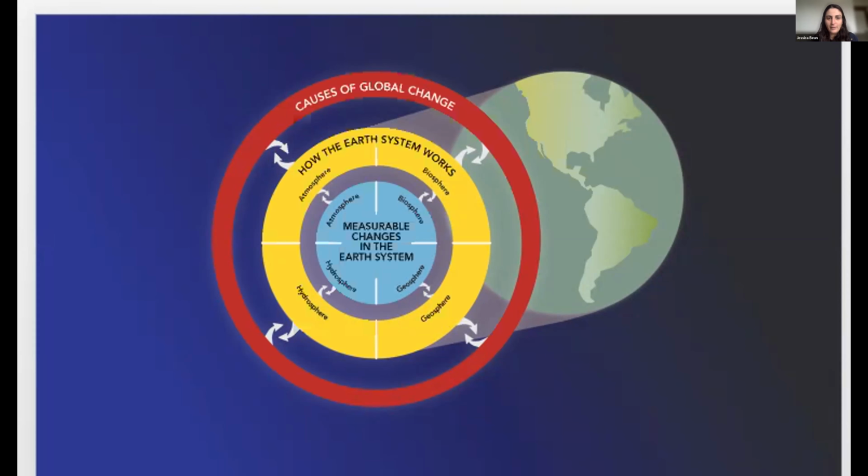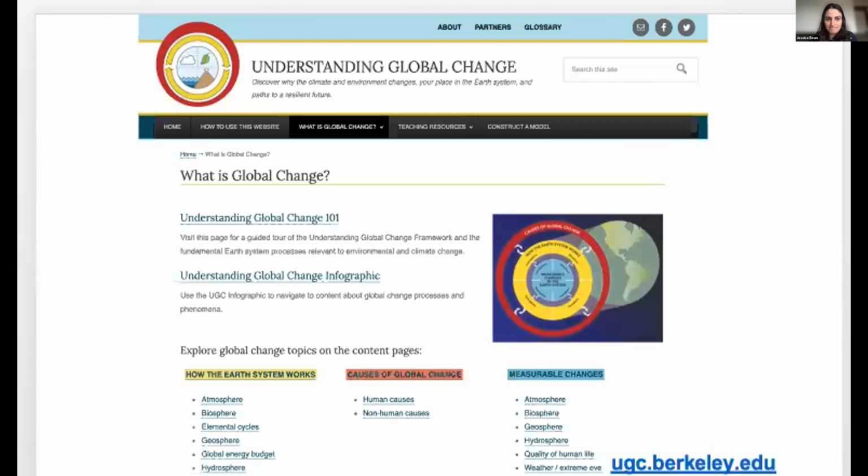I'll show you really quickly how a team of scientists and educators that I led at UC Berkeley further developed this graphic. You can access all of the different topics on our website and on our infographic through this What is Global Change page. We also have an Understanding Global Change 101, which will step you through this very much in the same way that I'm doing now, as a slideshow that you can download and edit and use in the classroom or share. And again, I would really recommend this for high school and above, if you're just going to send students to the website to look at Global Change 101.